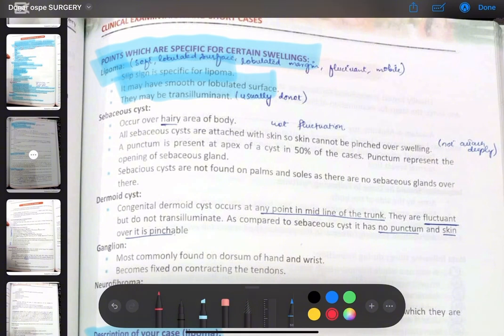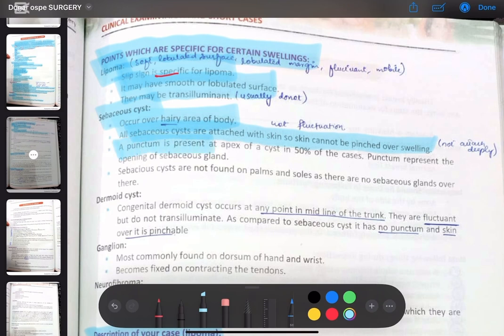This is the diagnostic point. Now for sebaceous cyst, it occurs in very hairy areas of the body. Sebaceous cysts occur over the hairy area of the body, and all sebaceous cysts are attached to the skin, so the skin cannot be pinched over the swelling.